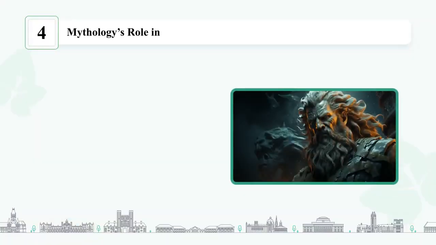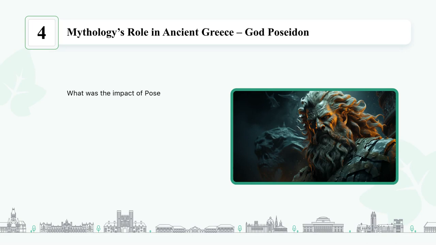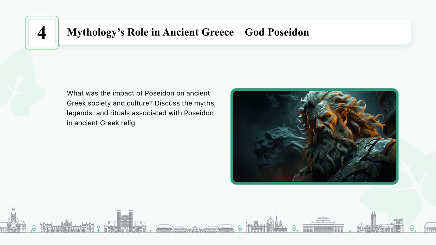Mythology's role in ancient Greece, god Poseidon. What was the impact of Poseidon on ancient Greek society and culture? Discuss the myths, legends, and rituals associated with Poseidon in ancient Greek religion and culture. Examine his attributes, symbols, and representation in art and literature.